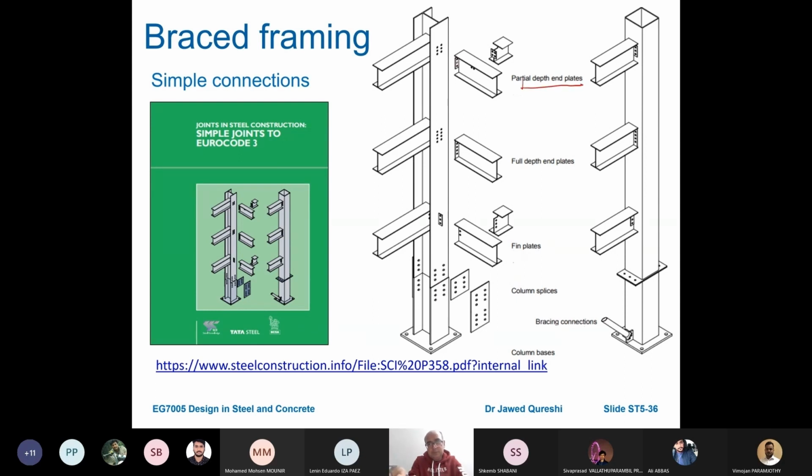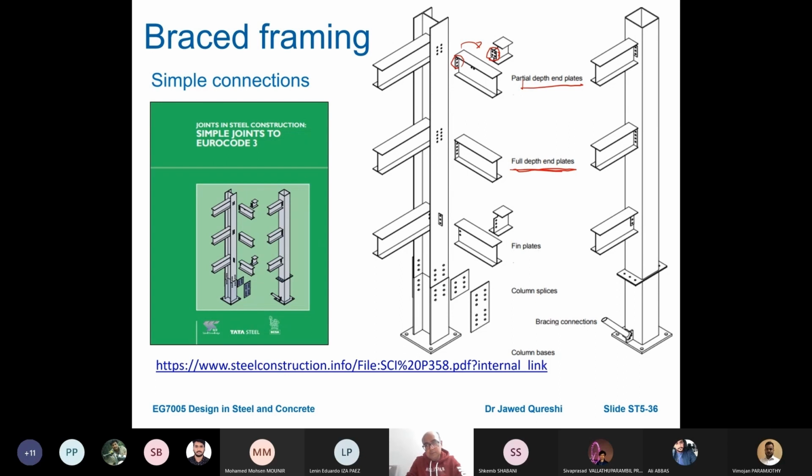So the plate is welded to the end of the beam, and then it is bolted to the column on the major or minor axis side. So you can see this is the side from the other angle. You can see it is welded to probably half, or not the full, depth of the plate. Full depth end plate: now, full depth end plates provide simple connections as well.